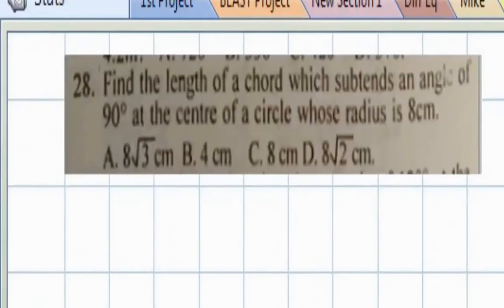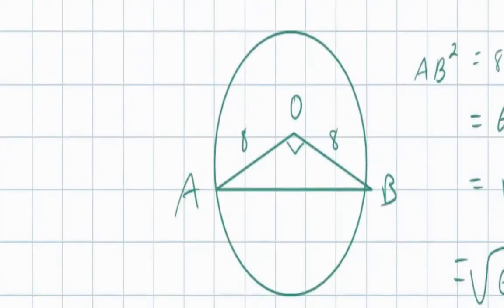Question 28 wants us to find the length of a chord which subtends an angle of 90 degrees at the center of a circle whose radius is 8. So here I have a circle, and it wants us to find the length of a chord which subtends an angle of 90 degrees. So here is the 90-degree angle which they speak of, and the radius is 8 centimeters. So that means that, pretending that this is the center, going out is 8 and going out here is 8.